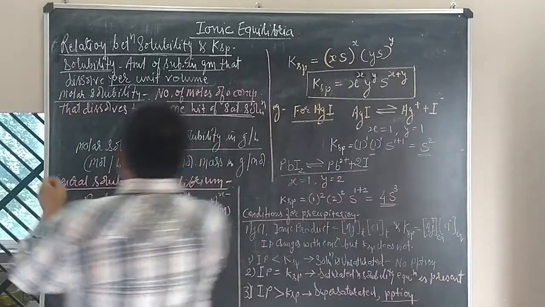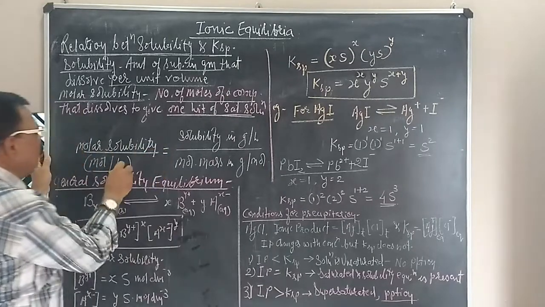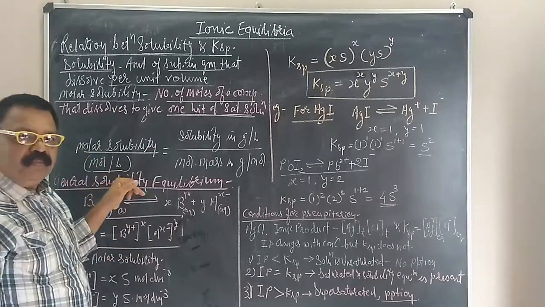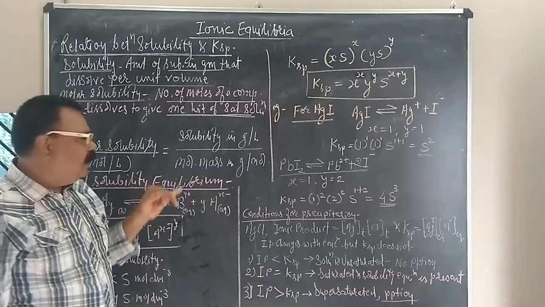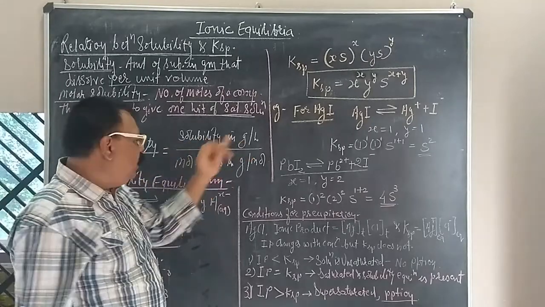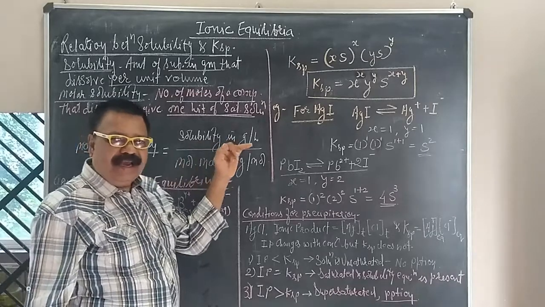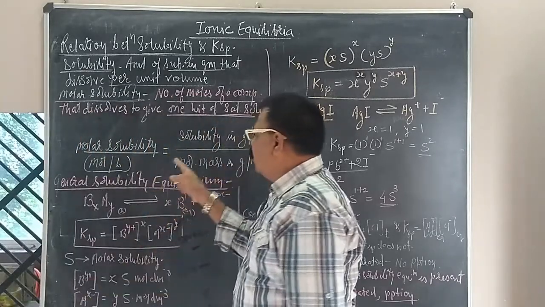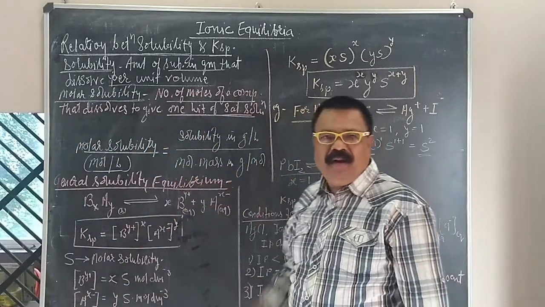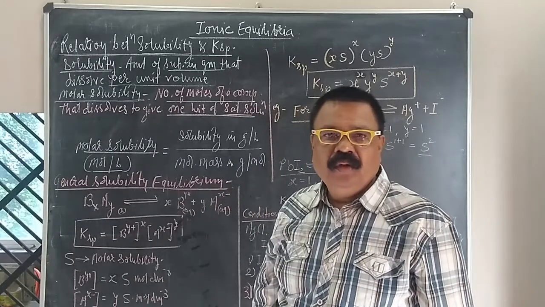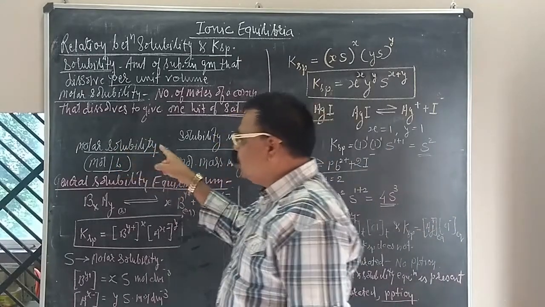Where this molar solubility is to be expressed in moles per liter. मैथमेटिकल फॉर्म की अगर बात करें तो that is equal to the solubility divided by its molar mass. So solubility is in gram per liter and the molar mass in gram per mole. So that gives the molar solubility.